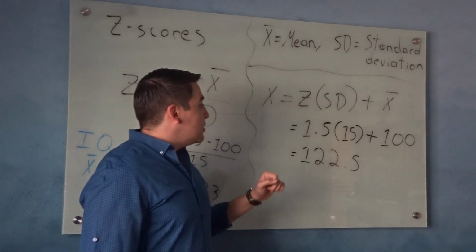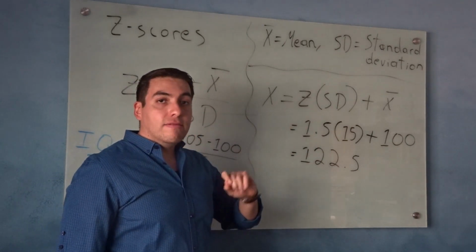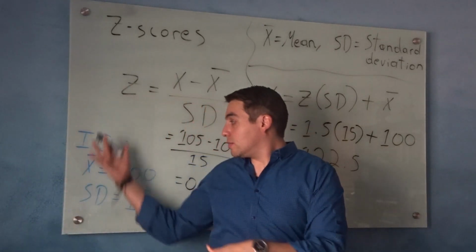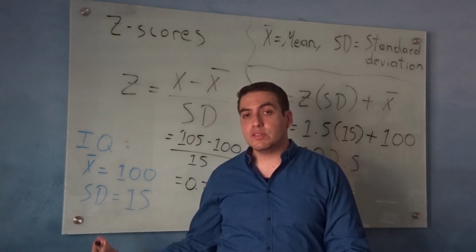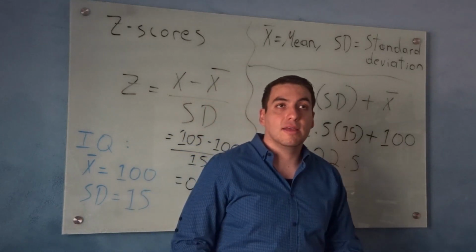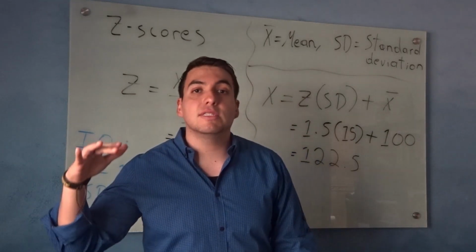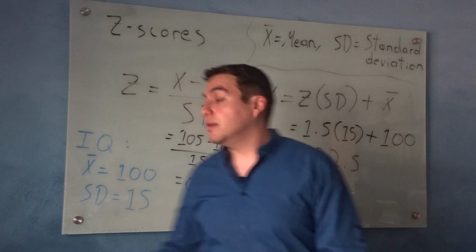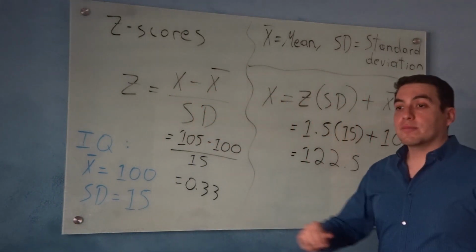And then for a z-score of 1.5, according to the sample mean and the sample standard deviation, will give you a raw score of 122.5. The IQ score that will give us a z-score of 1.5 is going to be 122.5.